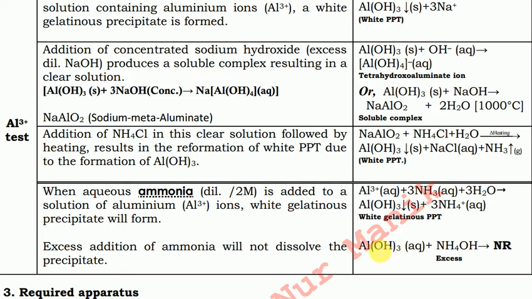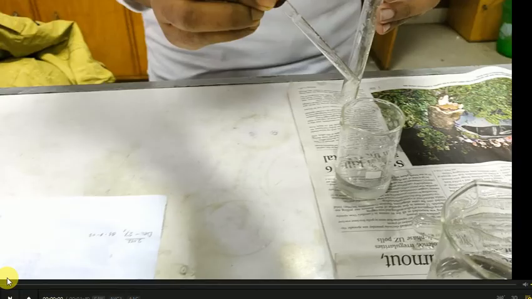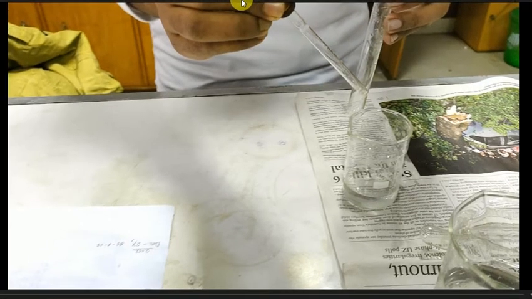In case of zinc, when ammonium hydroxide is added, zinc cation also produces white precipitate, but excess ammonium hydroxide solubilizes the precipitate that was formed by the reaction of zinc with the ammonium. That means zinc hydroxide solubilizes when excess ammonium hydroxide is added, but aluminum hydroxide does not solubilize when excess ammonium hydroxide is added.